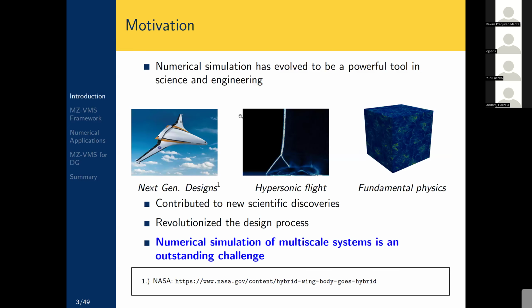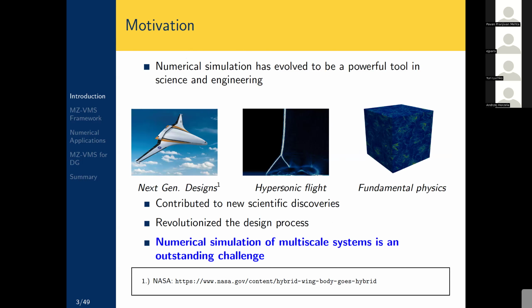All right, so motivation. Why am I giving this talk? Who cares? I think as we all appreciate, numerical simulation is a very powerful tool in science and engineering. We're using it for the next generation of designs. Something that I work on a lot right now is hypersonic flight, uncovering new physics, and we're using it just to understand fundamental physics, what's going on in complex systems.